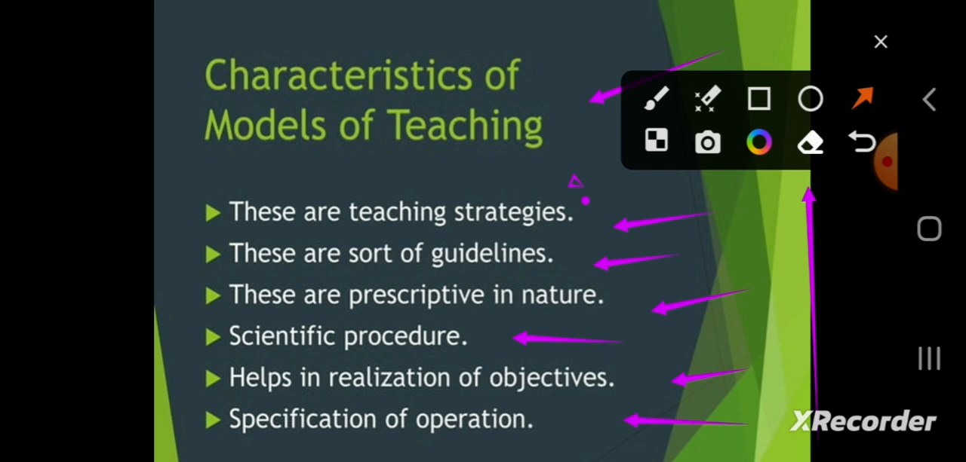Specific orientation. Teaching models provide detailed specifications on how to implement their teaching strategies. This includes the operational aspects such as the use of instructional materials, classroom activities, student interactions, and assessment methods. These specifications ensure that the model can be applied consistently and effectively in various educational settings.